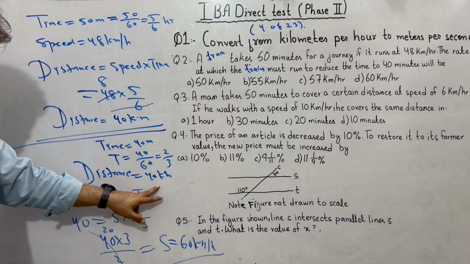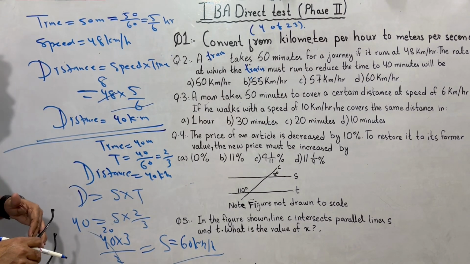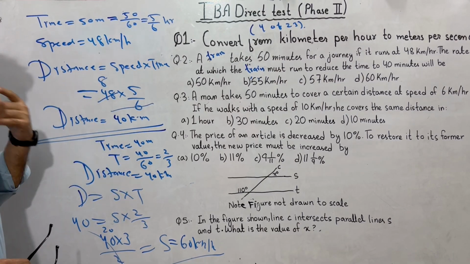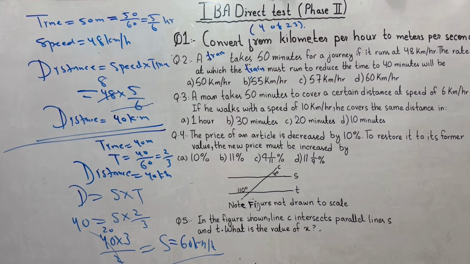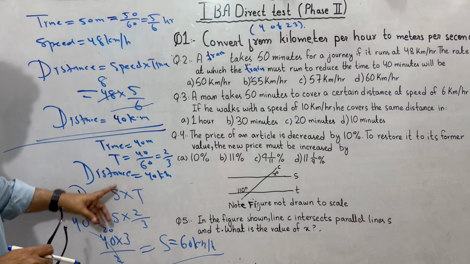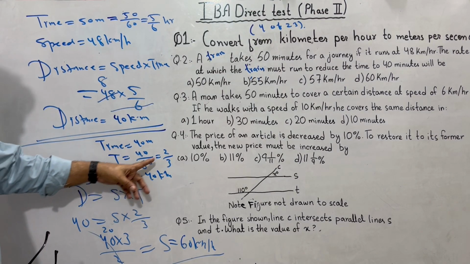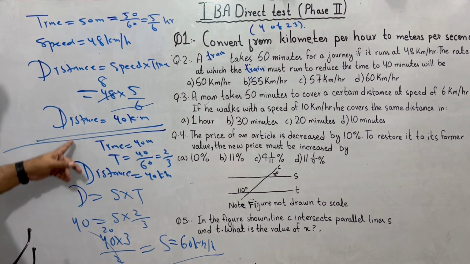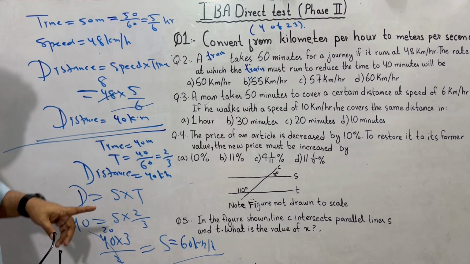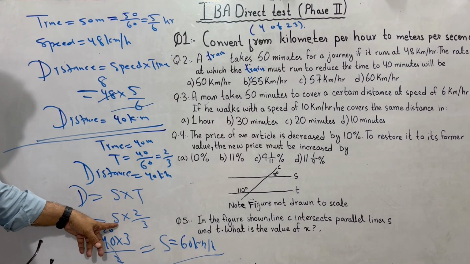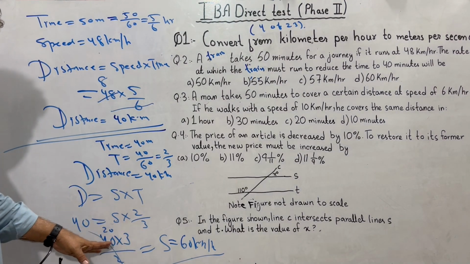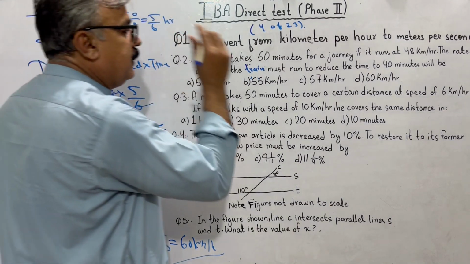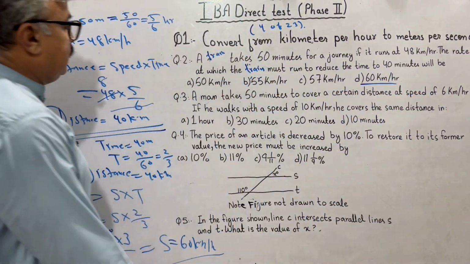Covering distance must be the same, that is 40. We are interested in the speed that saves us 10 minutes, from 50 to 40 minutes, so it takes only 40 minutes. I have converted 40 minutes into hours by dividing by 60. The distance I have already calculated. Same formula: distance is equal to speed times time. Distance is 40, S stands for speed, into 2 over 3. Then I solved for speed, that is 60 kilometers per hour. That's our option D in that case.